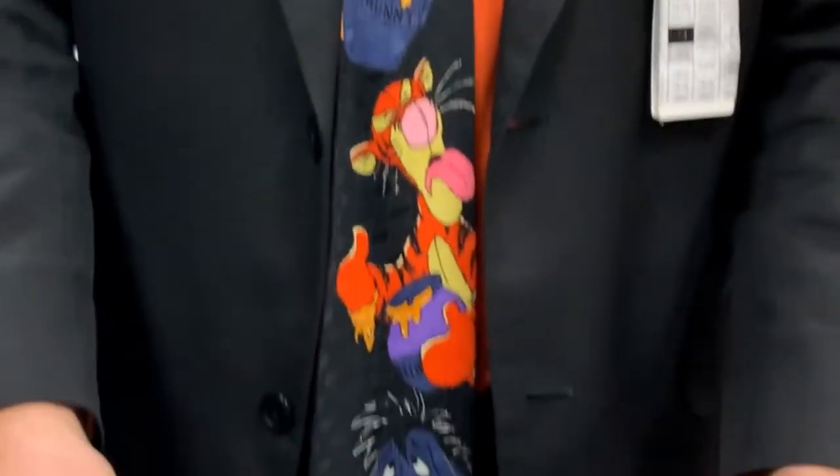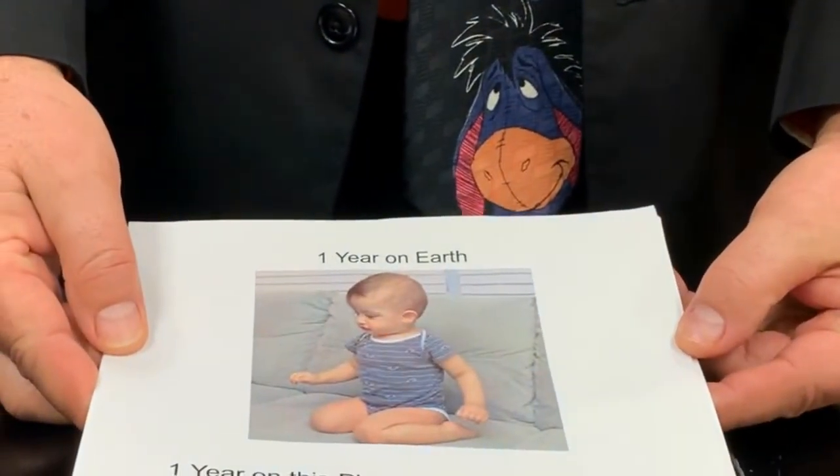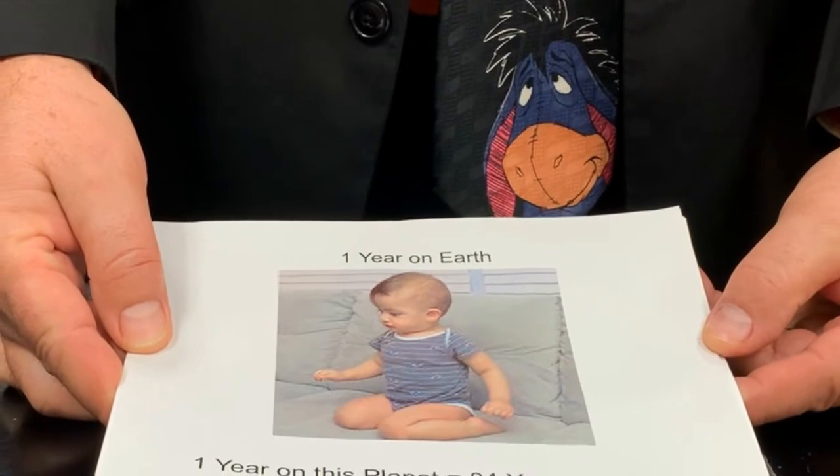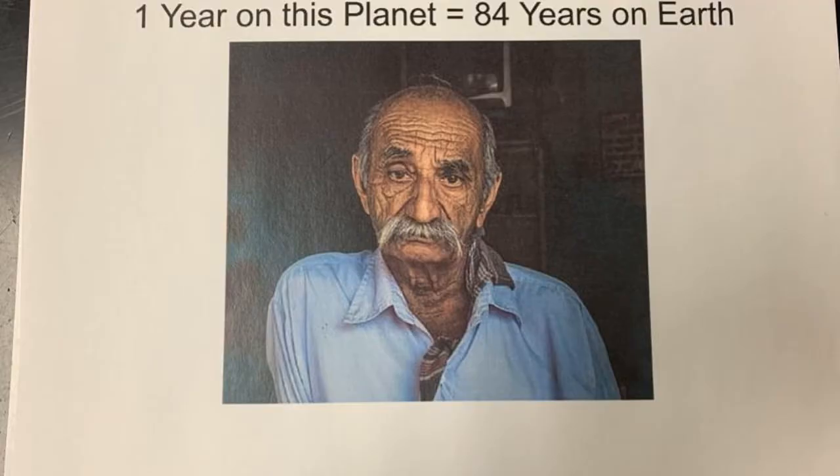Our first slide says 1 year on Earth. 1 year on this planet is equal to 84 Earth years. Of course, you know it takes us 365 days for us to revolve around the sun, us being planet Earth. So someone can do the math real quick and do 365 times 84, and that'll give you how many days it takes for this planet to make its way around the sun. And that planet is Uranus.